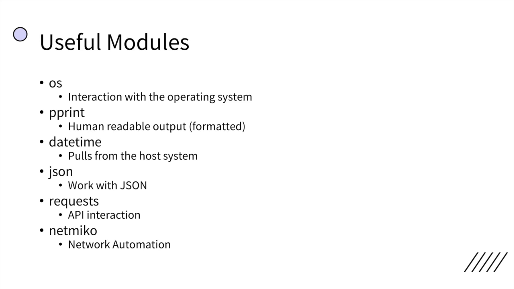Datetime pulls all that from the host, so we can grab date, time, we can pull the year, month, date from it, pretty much anything that you want to do regarding date and time, which is actually quite common, you can do using the datetime module. JSON, which is used for working with JSON objects. The reason we keep bringing up JSON, the reason you're going to learn about it, is because that's pretty much the main standard of sending and receiving data from a RESTful API server.